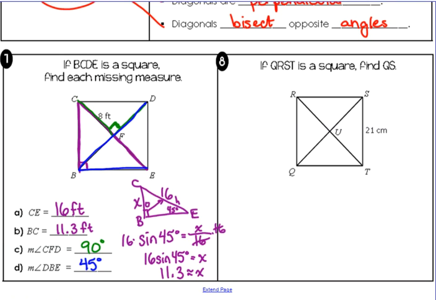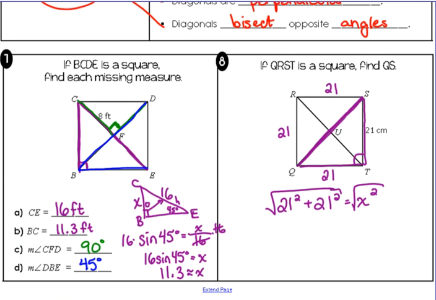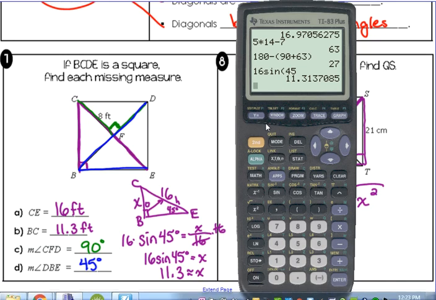Okay, let's look at number 8. If QRST is a square, find QS. So we've got a side marked there. So that's good because it's a square. I can mark all the sides with the same length. What do they want me to find? QS. Well, I'm kind of in the same boat again, though. But I don't have to use trig this time. I know the legs. Leg squared plus leg squared equals hypotenuse squared. 21 squared plus 21 squared equals x squared. Square root. And I'm going to have my answer.